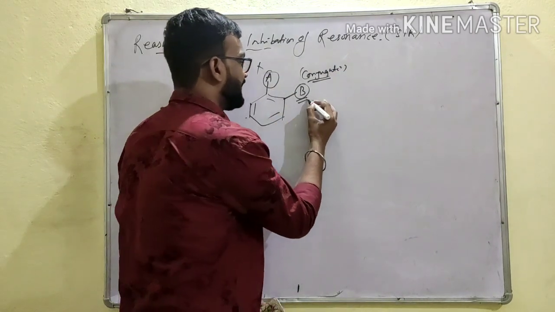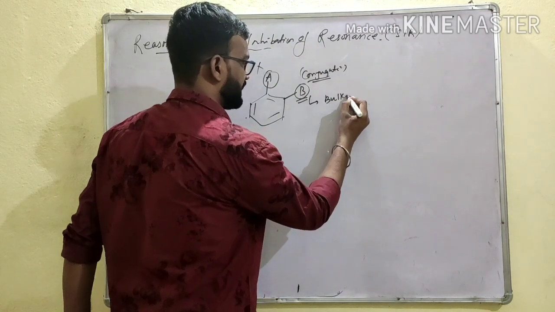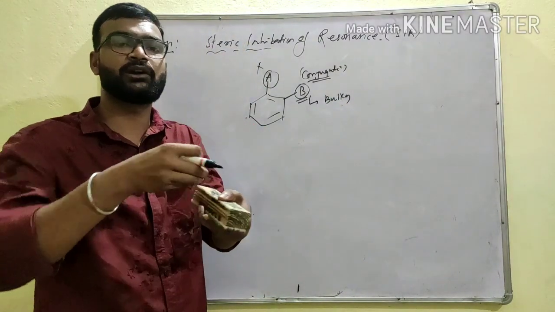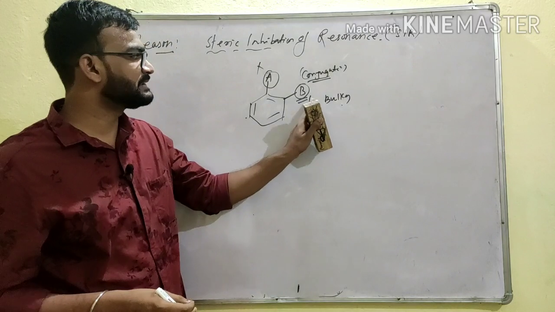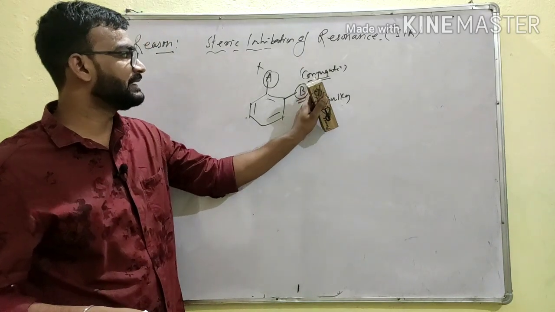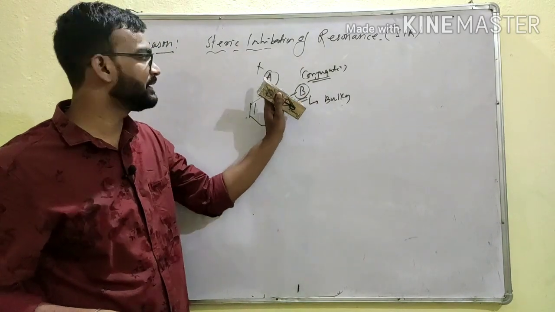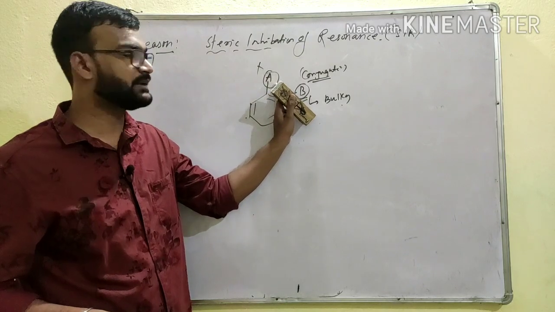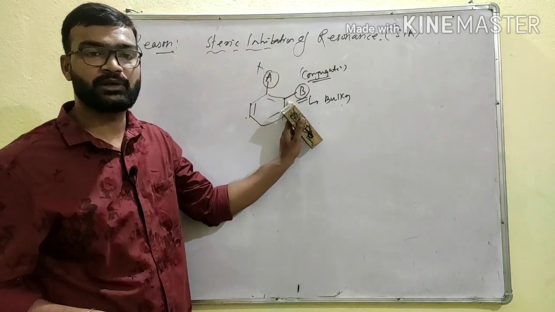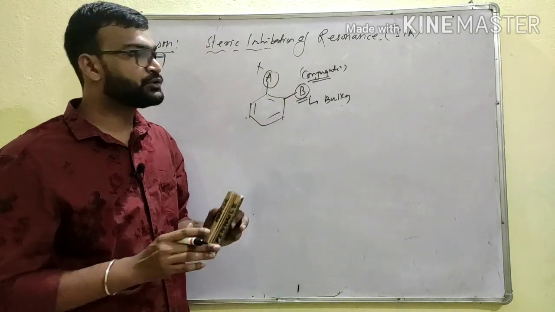And suppose B is bulky. Bulky means it is a bigger molecule, right? So this B is a bulky molecule and is in conjugation with this benzene ring, and A is a normal group, any group that is present ortho to the bulky group.